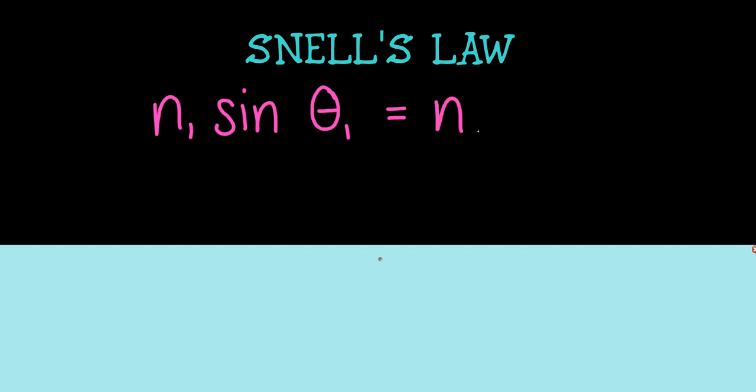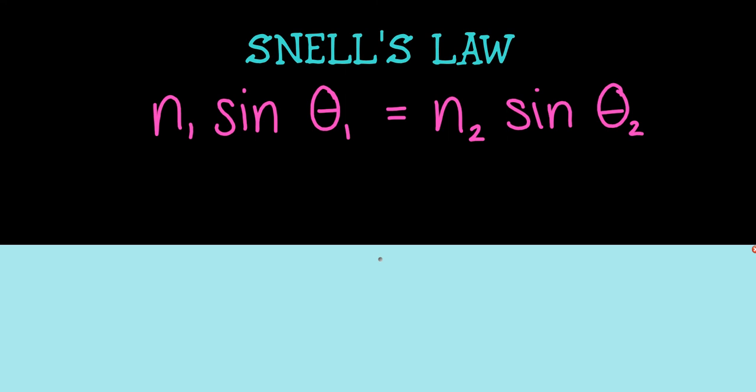Snell's law tells us that the index of refraction of whatever material the incident ray is in times the sine of the angle of incidence is equal to the index of refraction of whatever material the refracted ray is in times the sine of the angle of refraction. It's important to note here that typically we'll be dealing with angles in degrees, so you need to make sure that your calculator is in degree mode.